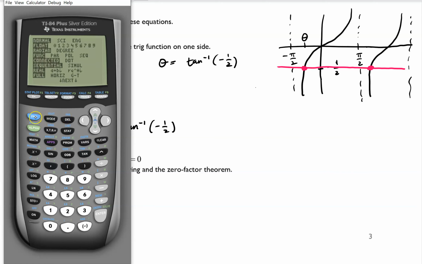So I just want to make sure my calculator is in radians, which it is, and now I want to do tangent inverse of negative 1/2. And that is going to be negative 0.46.